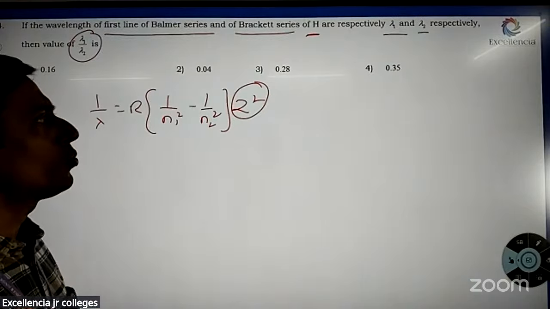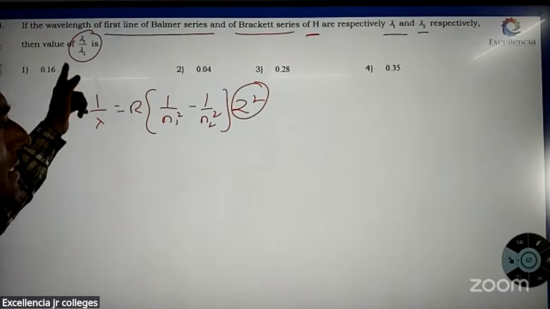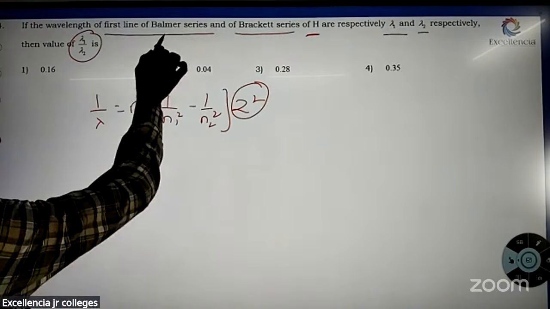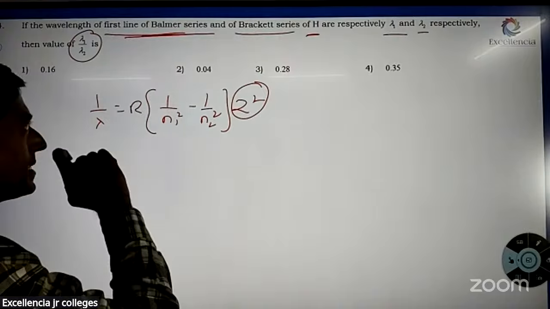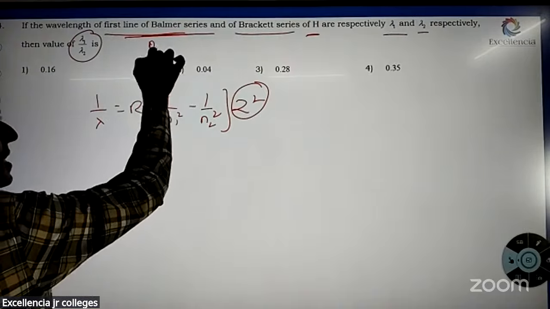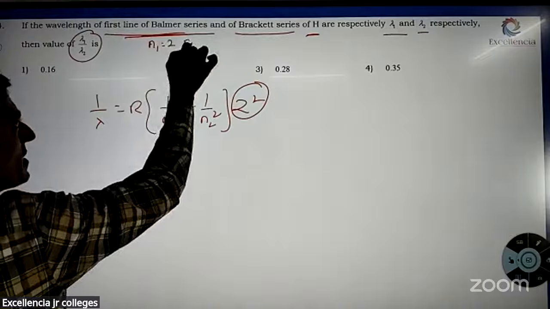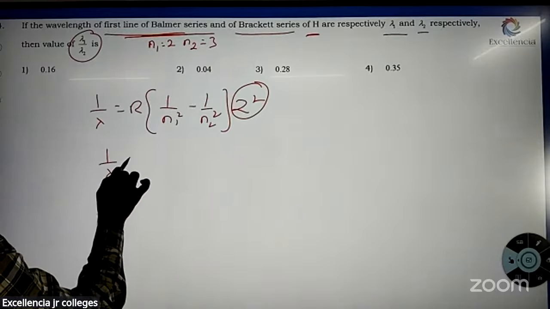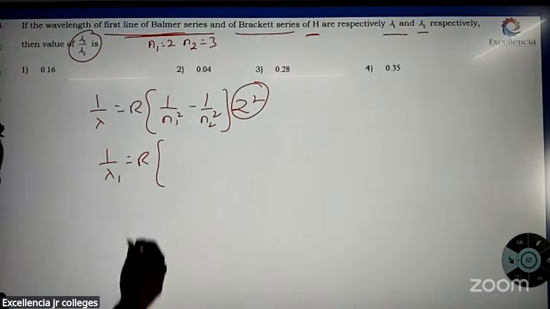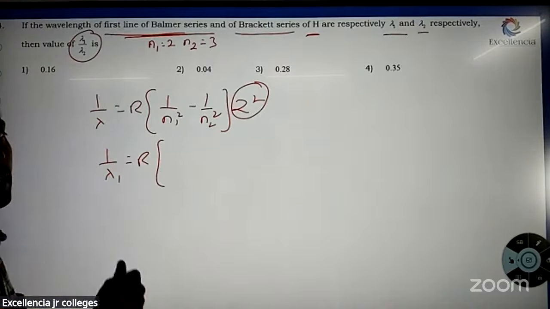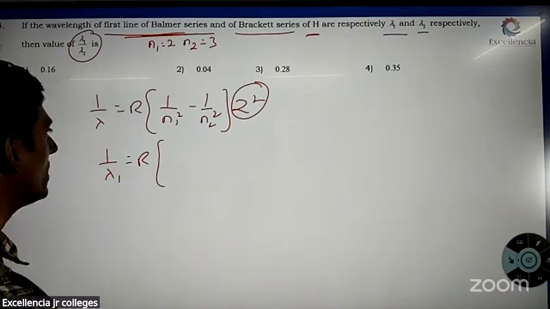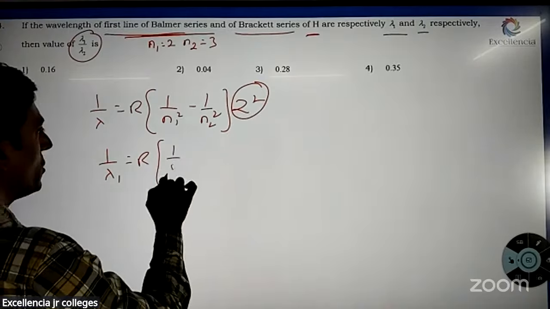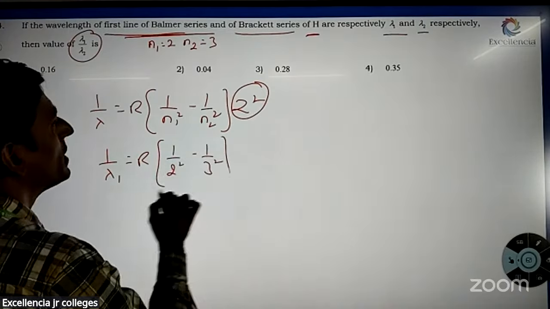Then again, no need to do all the calculation here, because they are asking the ratio. So first I'll go for this one. First line of Balmer series. When I say Balmer series, n1 value is 2, as it is the first line, n2 value is 3. So when I substitute, 1 by lambda 1 is equal to, no need to substitute the R value, because as they are asking the ratio, anyway it gets cancelled. So 1 by 2 square minus 1 by 3 square.